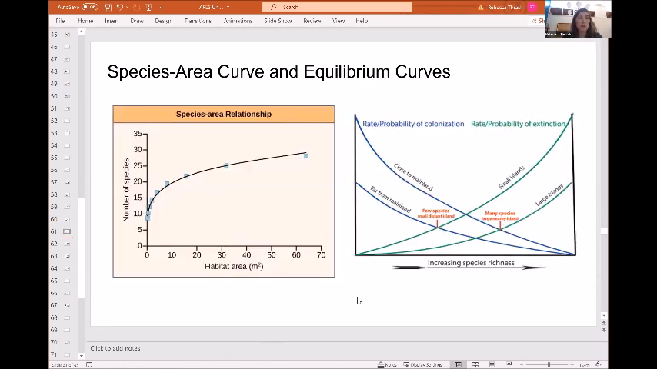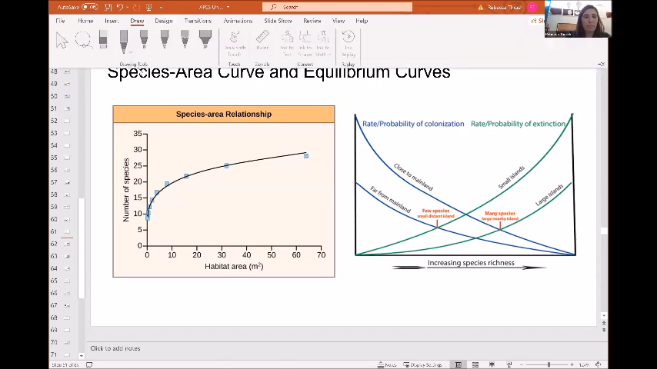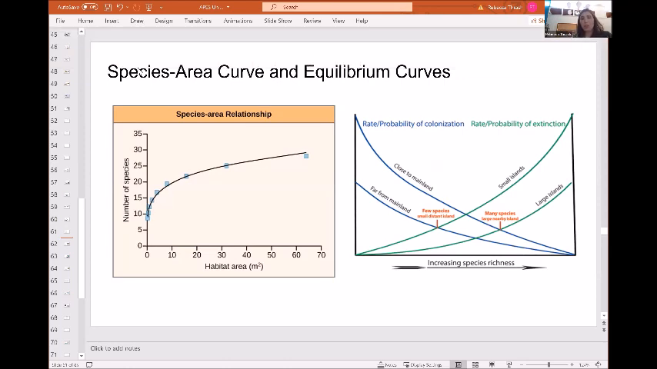Where you will see this shown on the exam is probably in a diagram that looks like this. Okay, so this is called the island equilibrium curves. So as you have increasing species richness, you're going to have those larger islands and they're going to be nearby, like I said. With decreasing species richness, far from the mainland, and maybe it's very small. This is also related to something called the species area curve.